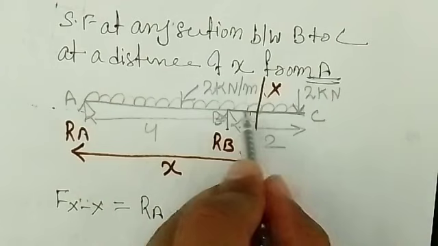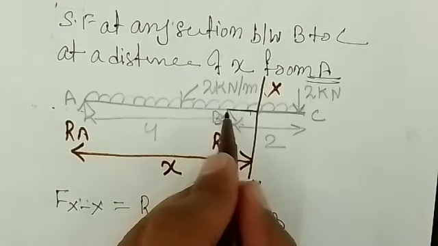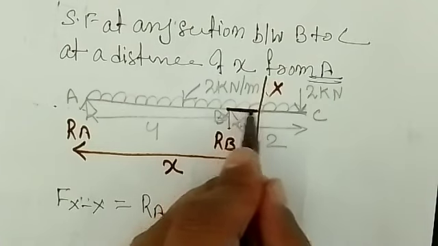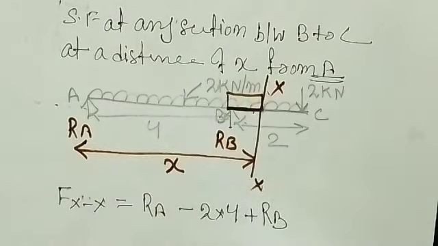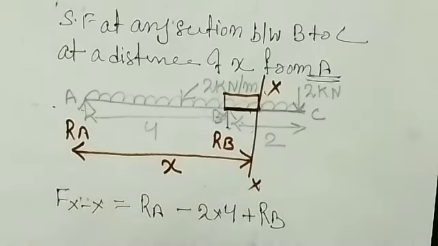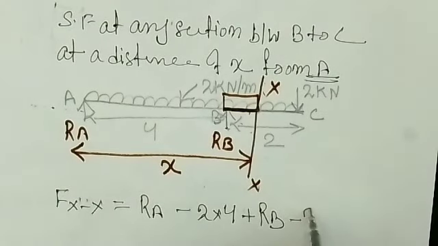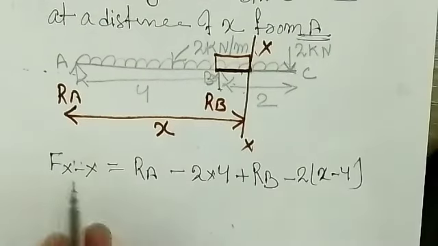And this portion, this much, I'll show you here, right? This portion we have not taken, means this much of UDL we did not consider, now we are considering, right? So this portion is what? That is 2, and this distance is what? X minus 4, right? And minus only, that is minus 2 into (X minus 4). Understood? Now we'll put those values.